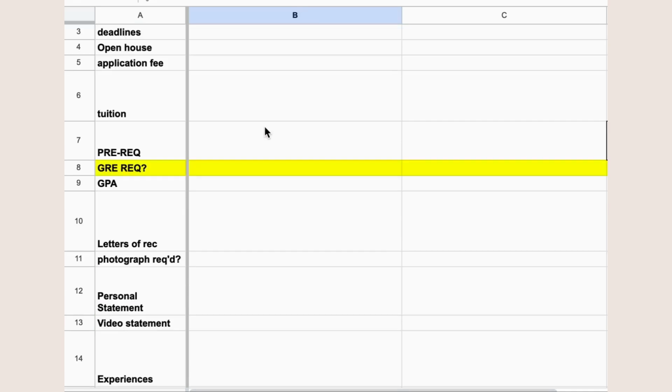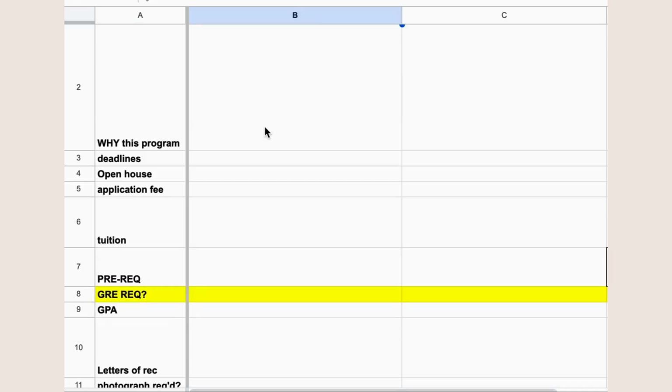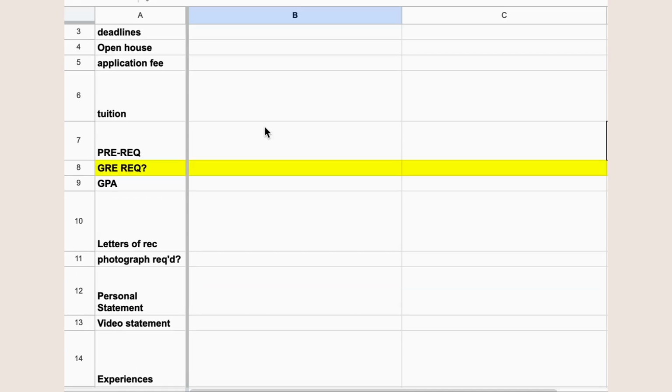One of the first things I would do is I would get some basic information about the program, such as deadlines, the application fee, and tuition. A lot of programs are pretty consistent with their prerequisites that were required, but I still made note of them just in case there were any additional required courses or specifics that they would want listed.